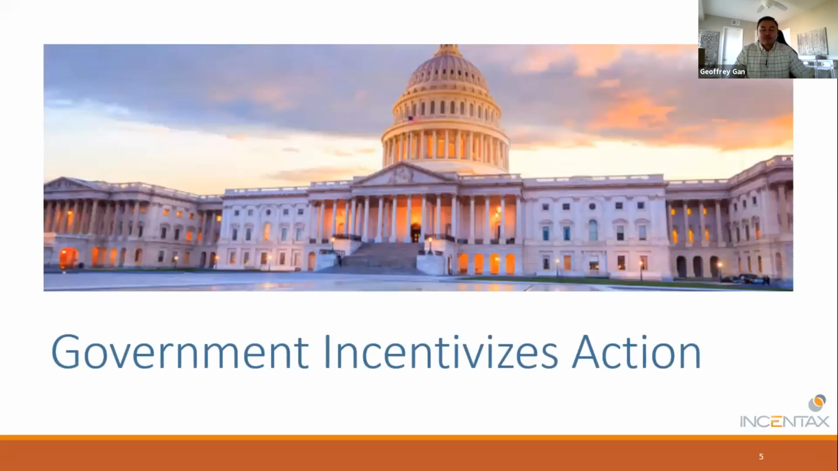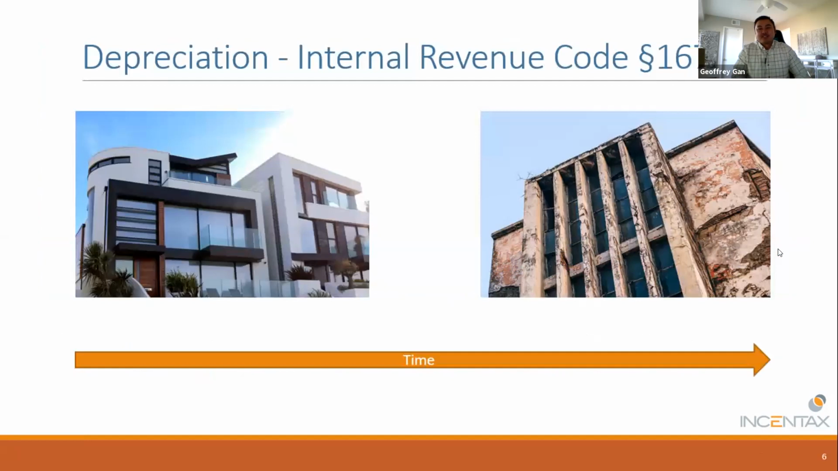Okay, laying the groundwork for cost segregation. What we know about the government and taxes is that the government likes to incentivize its people, citizens, us, to do certain types of actions. And the government, they have their levers, right? They have their buttons and switches that they can pull so that citizens can behave as they want their citizens to behave. In the tax world and the real estate investment community, that lever is called depreciation.